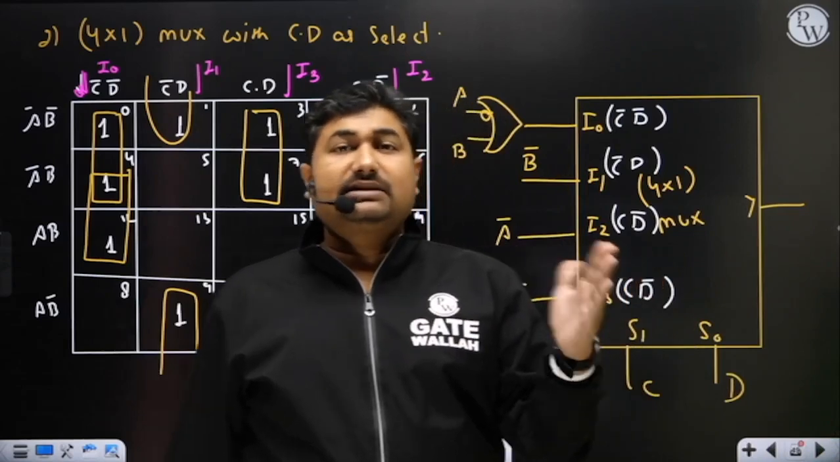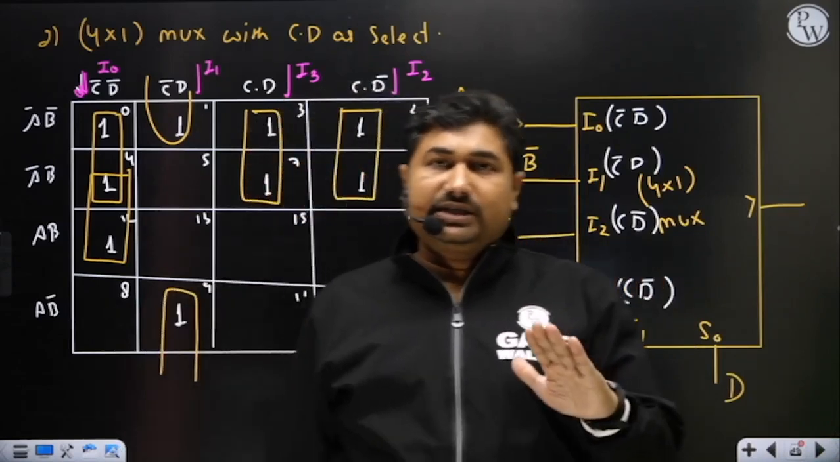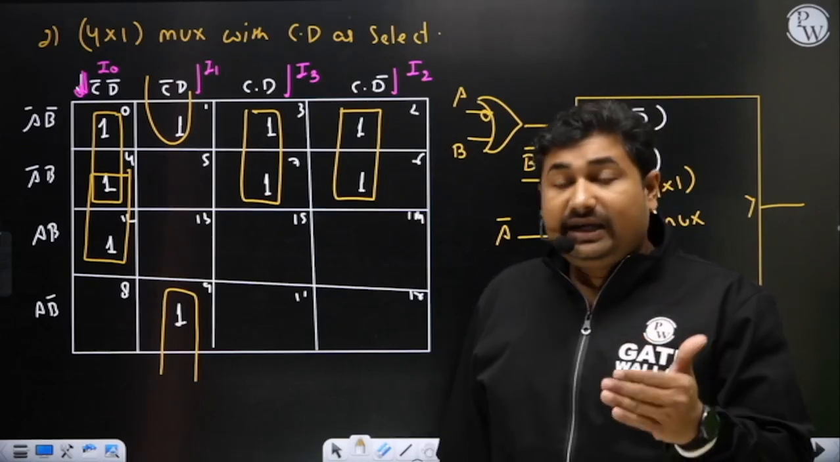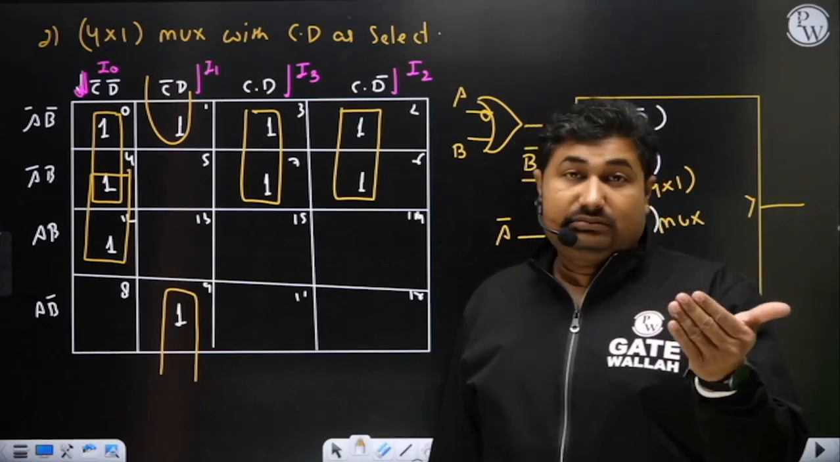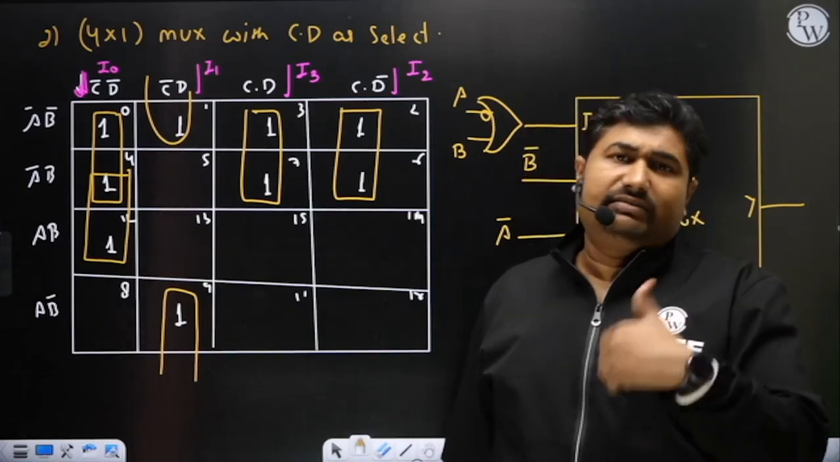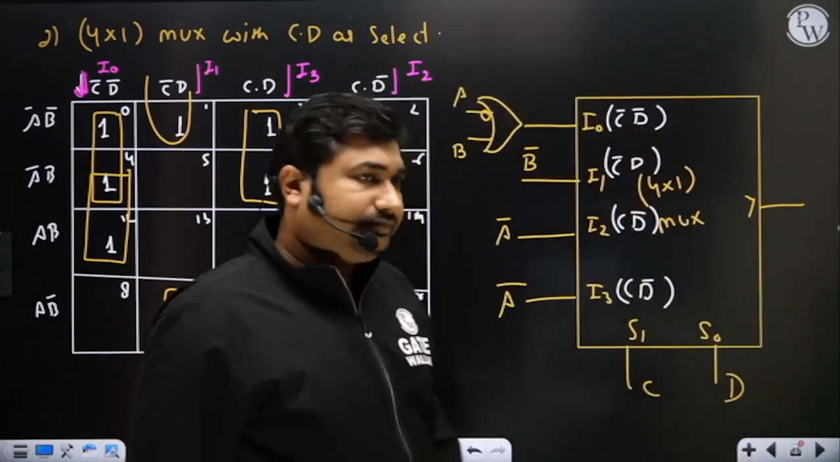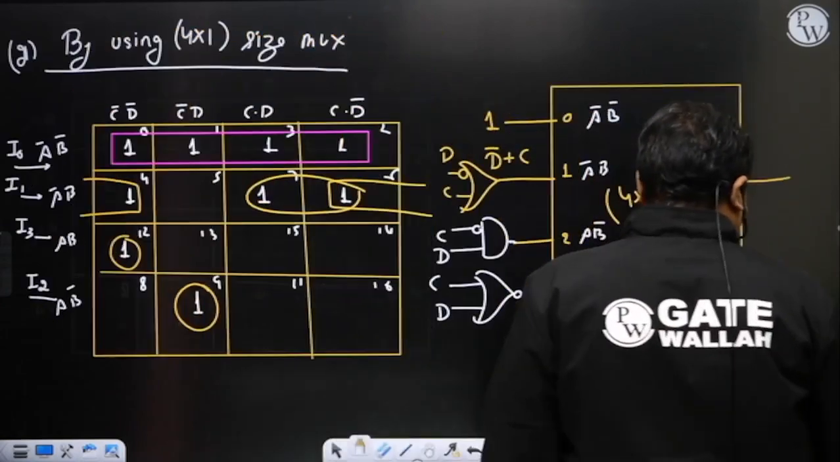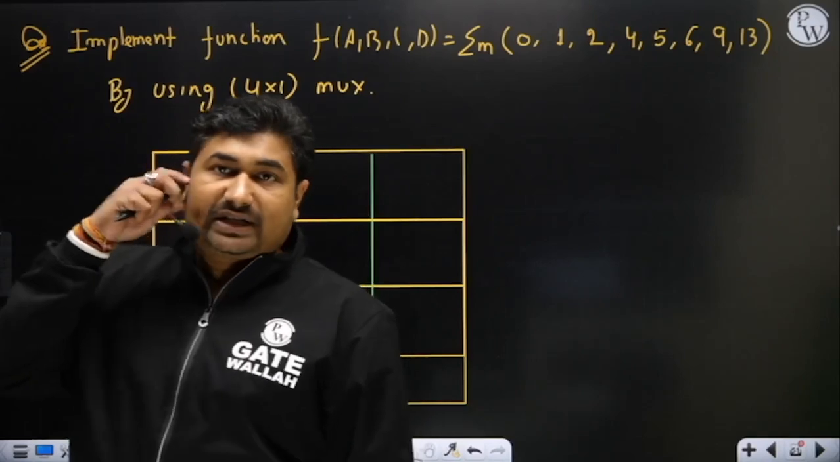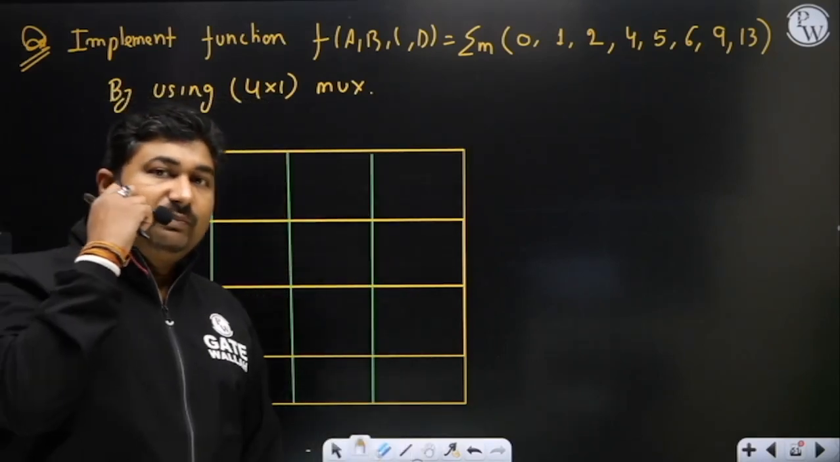Theoretically only they can ask. In an objective question, it is not possible to ask this, because in objective questions, every student must reach the same conclusion. So always they will specify the select line. But they may ask you about the size. Like in this particular question, I may ask you about the perfect size for implementing the function.